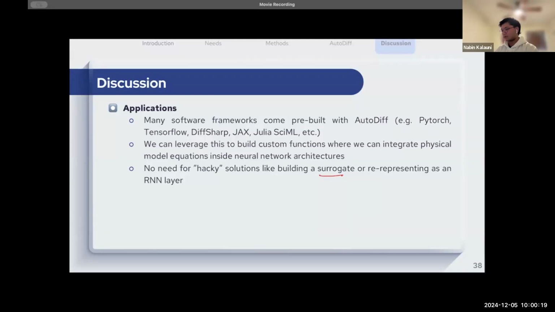This is a pretty big application and a pretty big area of research right now in hydrology. It's called hybrid modeling. And it's also where I'm doing my research. And if anyone wants to talk more about this, I'm always up for it.